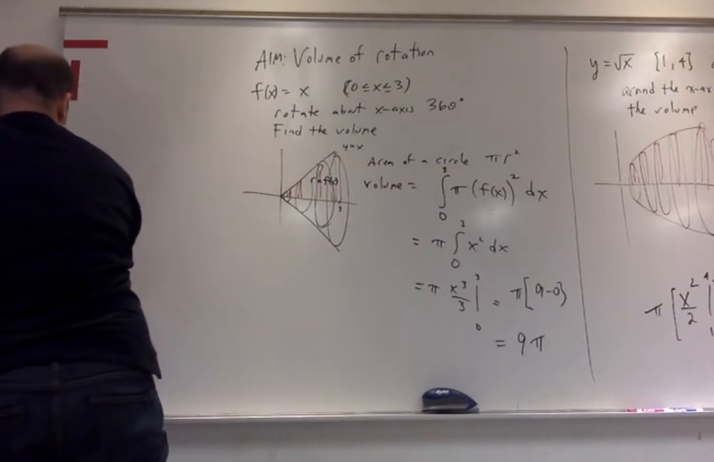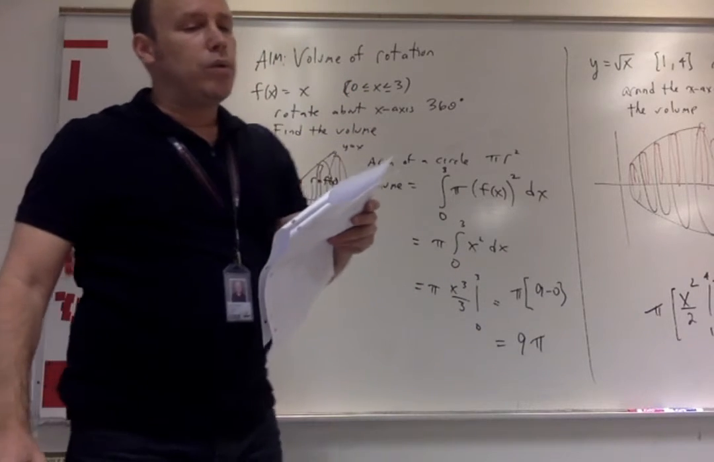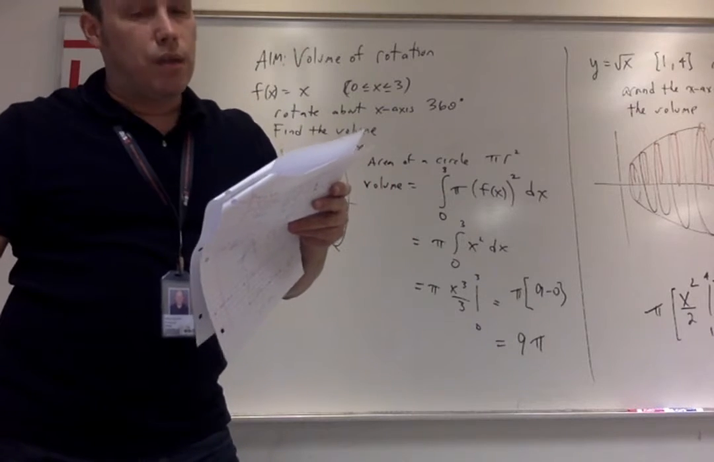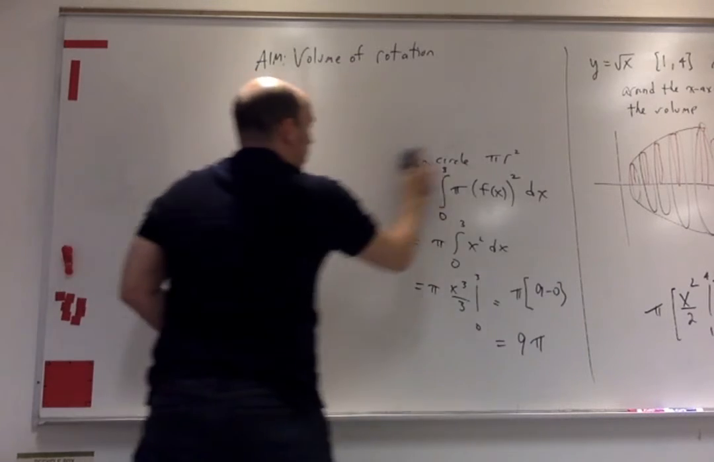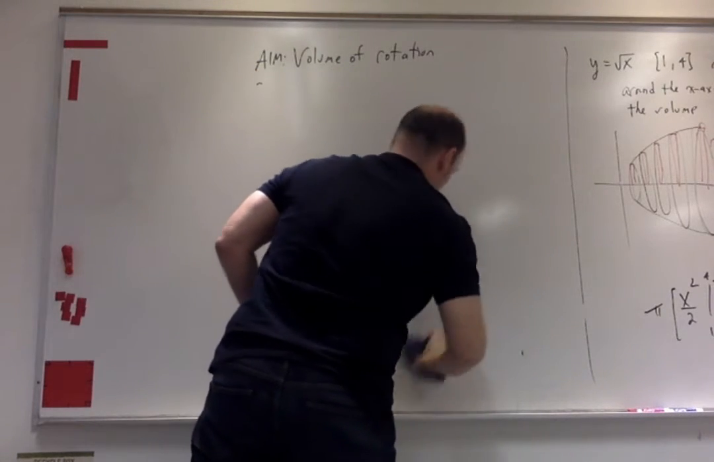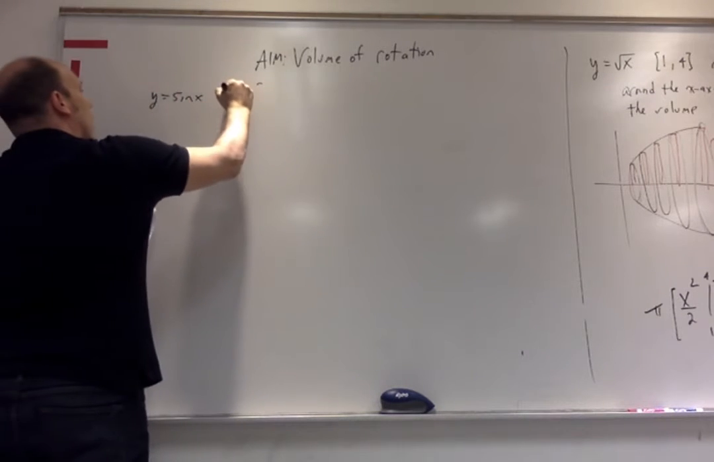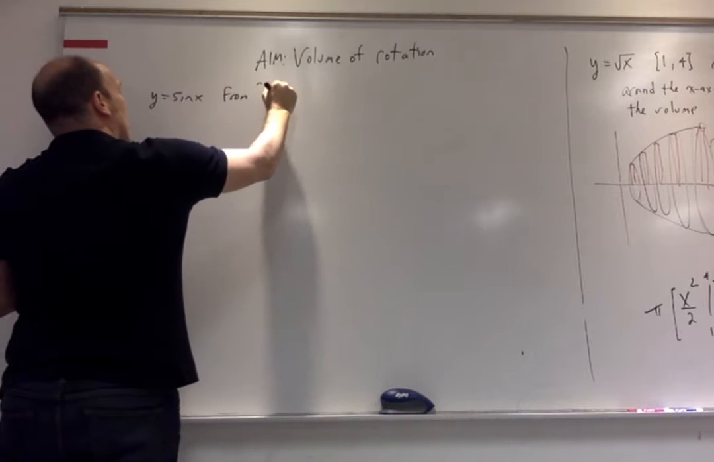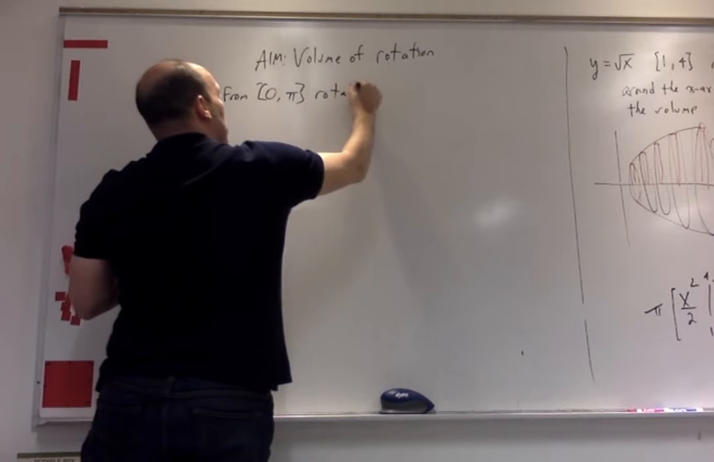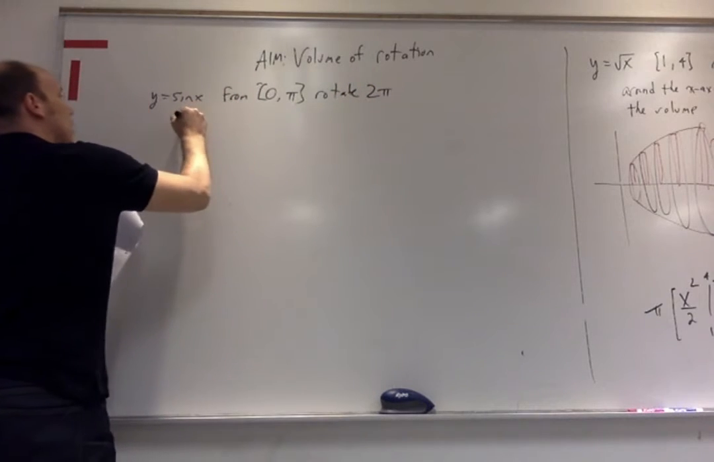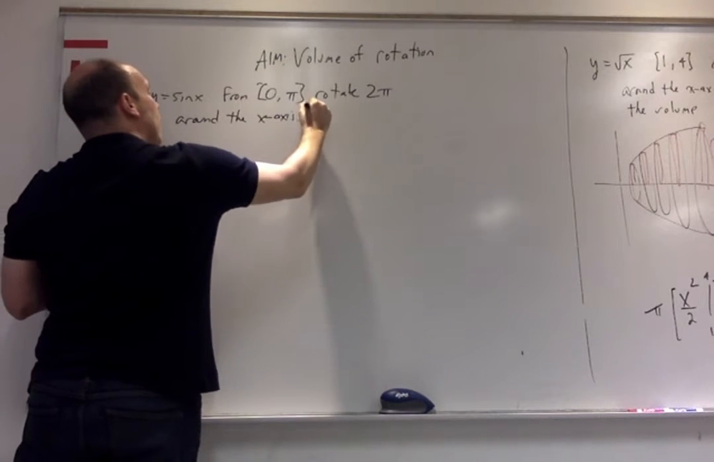Sorry, guys. I want you to rotate y equals sine of x 360 degrees around the x-axis. So let's take y equals sine of x from 0 to pi and rotate 2 pi around the x-axis. Find the volume.